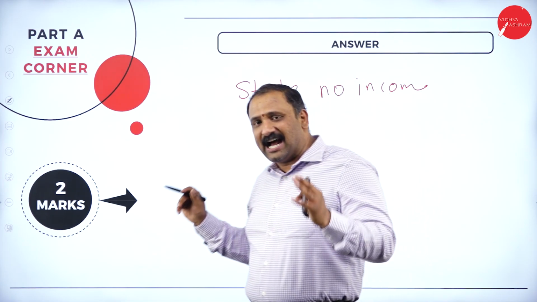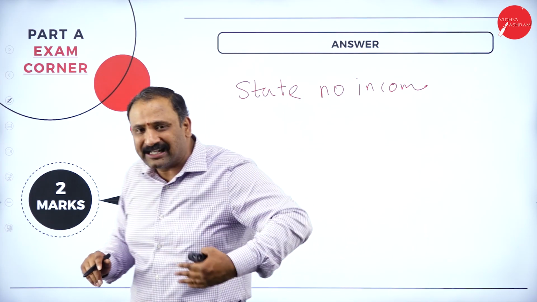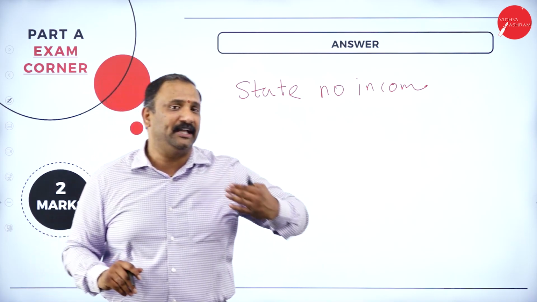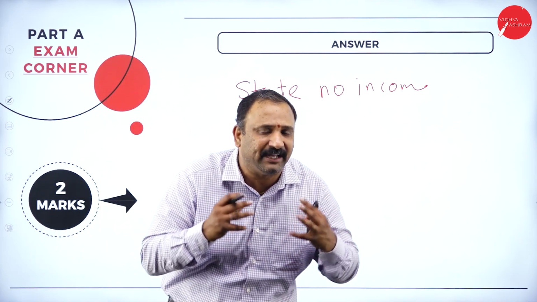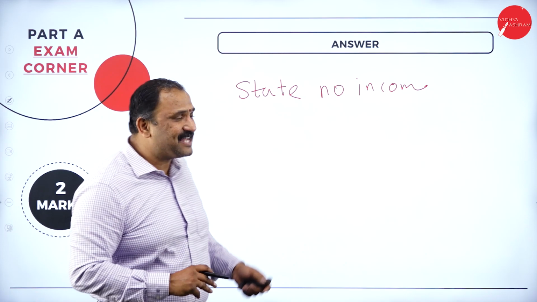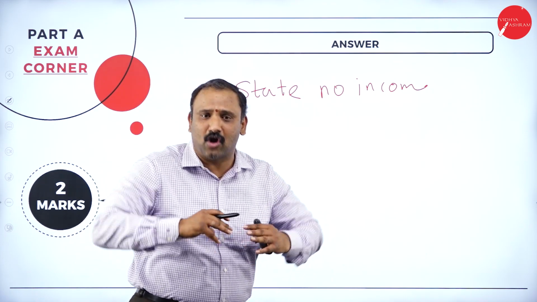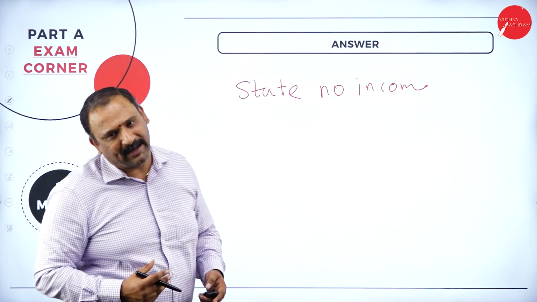So whenever I say unemployment, the person is not actively employed. So he is not getting any active income. So that's why we call it as a state where a person is not employed, no income at all.